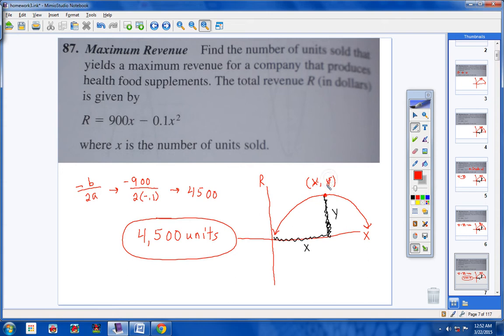They did not ask us to find the actual revenue. Now, if they wanted to know the revenue, then you'd have to take your X value, 4,500, and put that in for X and get out the revenue. They did not ask for that. They simply asked for the number of units sold that would give us the maximum revenue. And this is the highest point on the graph. So we know this is our maximum revenue. And here's the amount of units that we need: 4,500. Okay? Really not that difficult.